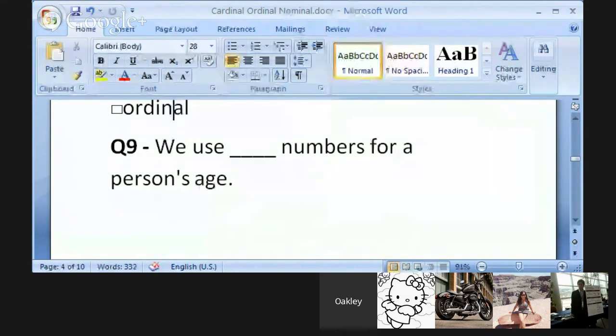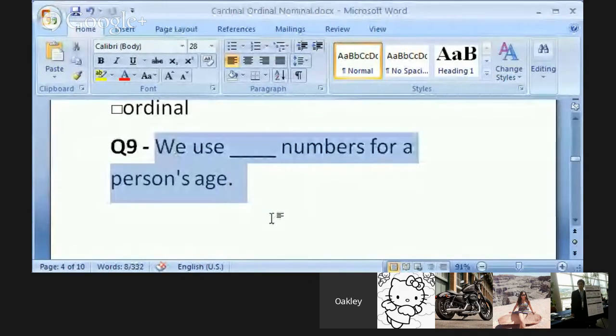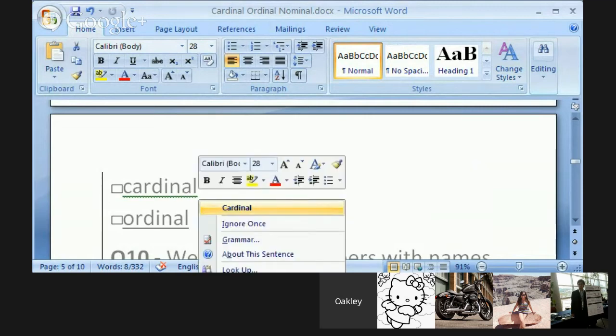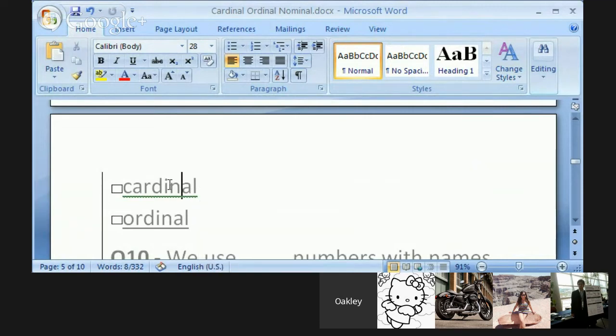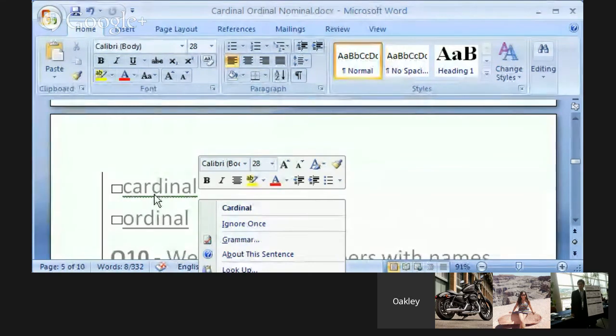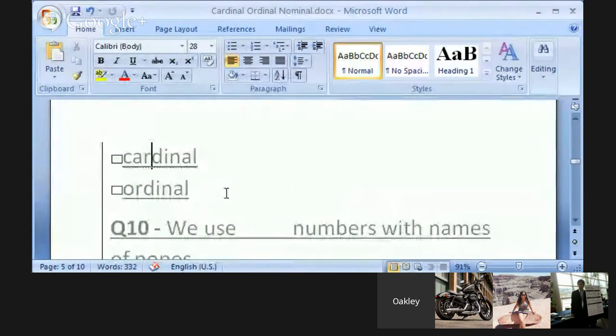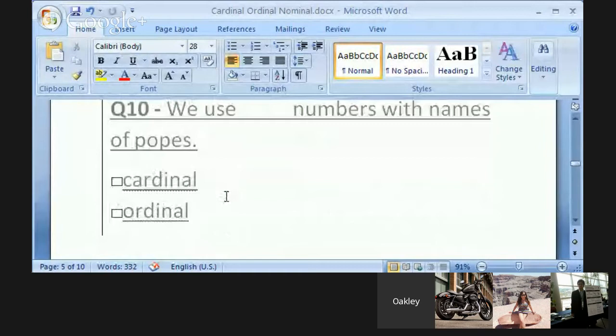Let's see. Carolina, what numbers do we use for a person's age? Cardinal numbers. Okay. But what numbers do we use for birthdays? For birthdays, it's the same as for dates, so it's ordinal. Right, very good. Yes, good job.